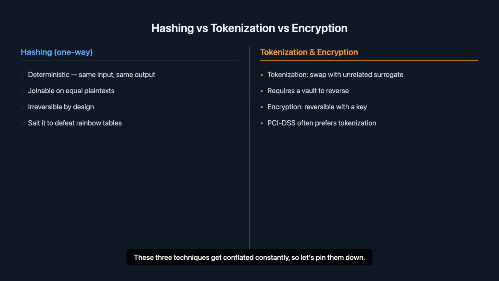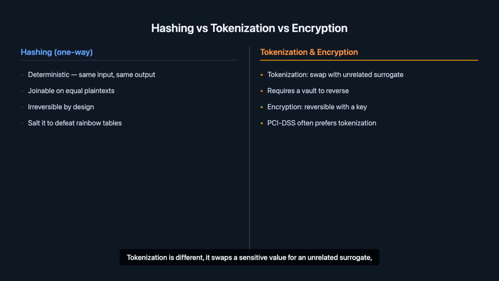These 3 techniques get conflated constantly, so let's pin them down. Hashing is a one-way function, deterministic, same input always gives the same output. That deterministic property means you can still join 2 tables on a hashed customer ID, even though you can't recover the original value. Tokenization is different.